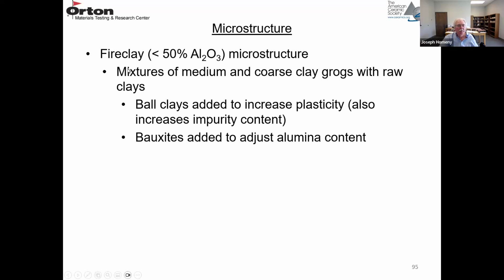So the fire clays that are less than 50% alumina are mixtures of medium and coarse clay grogs with the raw clay binder. The ball clays, which are the very fine particle size clays, are added to increase the plasticity, but they also have more impurities present, so they also increase the impurity content. Then you can also add some bauxite if you want to improve the alumina content. So bauxite is a much higher alumina content than the clays.